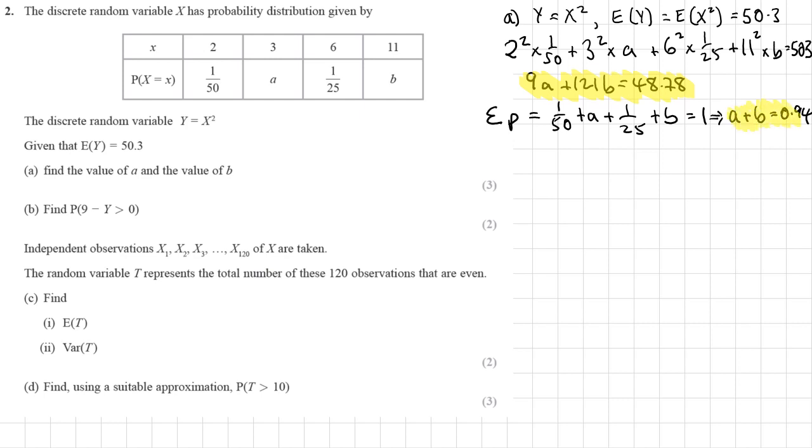What we're going to do now is solve these simultaneously, and I'm going to do it with the calculator. And if I do that, I will get A is equal to 0.58 and B is equal to 0.36.